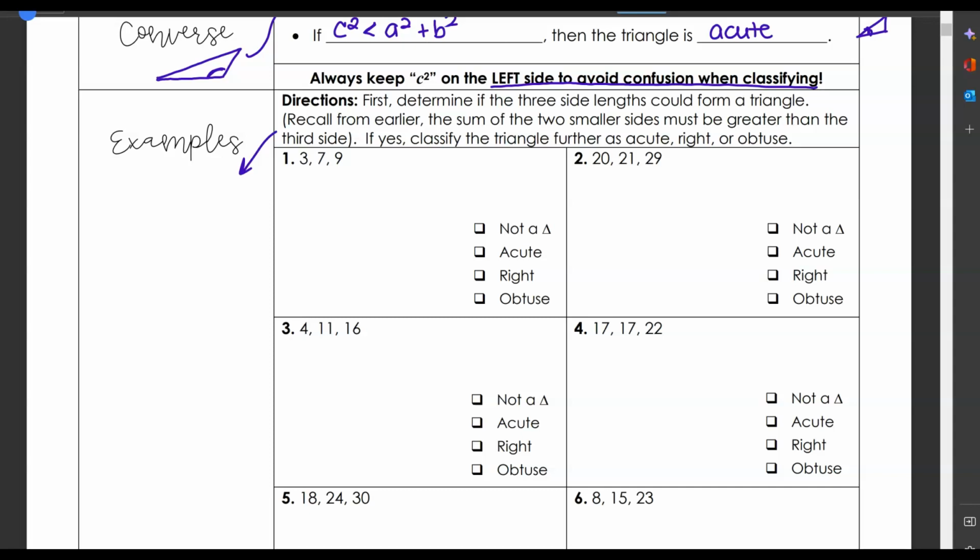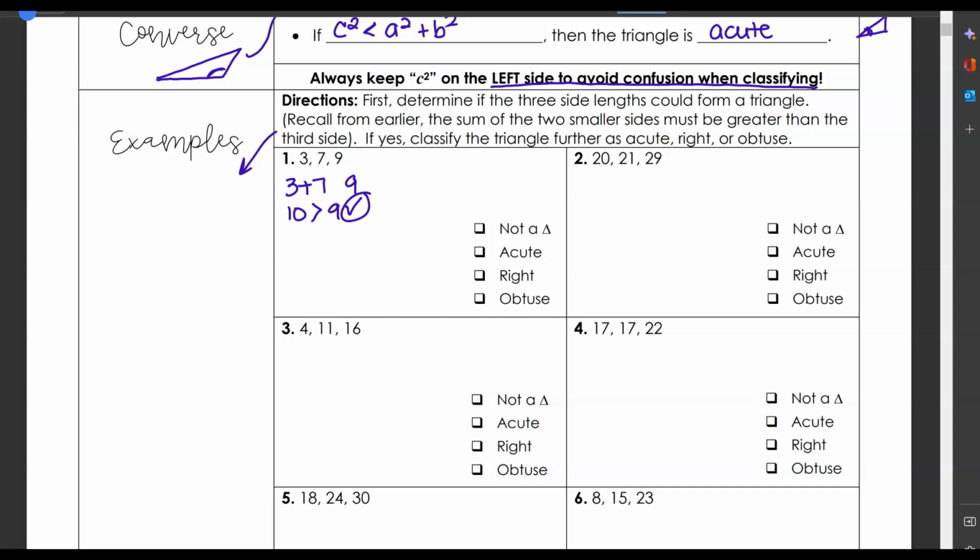If yes, we want to classify them as acute, right, or obtuse. So we're going to take the two smaller sides. I have 3 plus 7. How is that related to 9? Well, 3 plus 7 gives me 10. Is 10 larger than 9? Yes, this is true. So if the two smaller sides are greater than the third side, this implies that I do have a triangle, which is great.